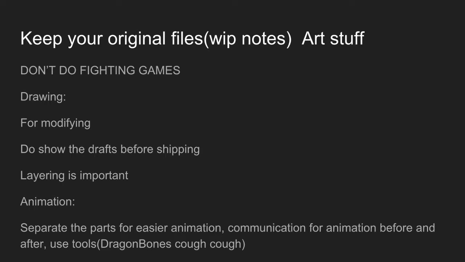And same thing again, separate the parts. If you're making a walking animation, it's better to separate the torso and the limbs, so you can actually do them in a faster fashion. And communication for animation, before and after, this is easier for me to do because I use Dragon Bones, so I can actually show them a preview before I do anything. And if they have anything, like maybe this frame can go faster or that can go slower, I can just adjust on the spot and then export it later to get them.